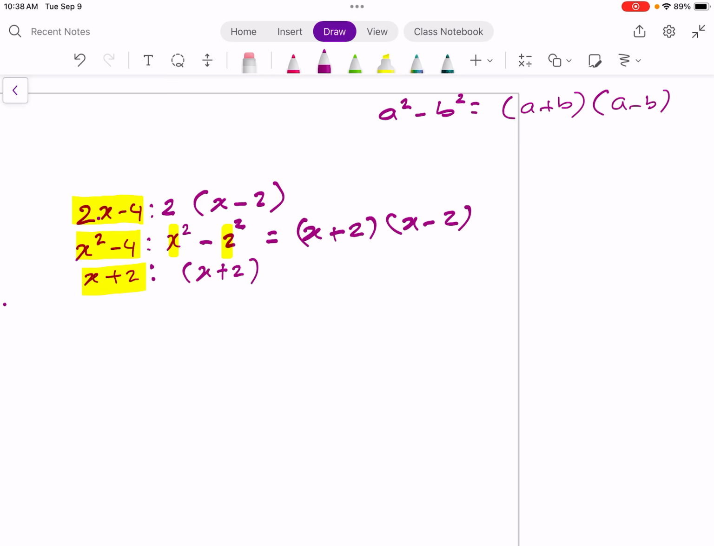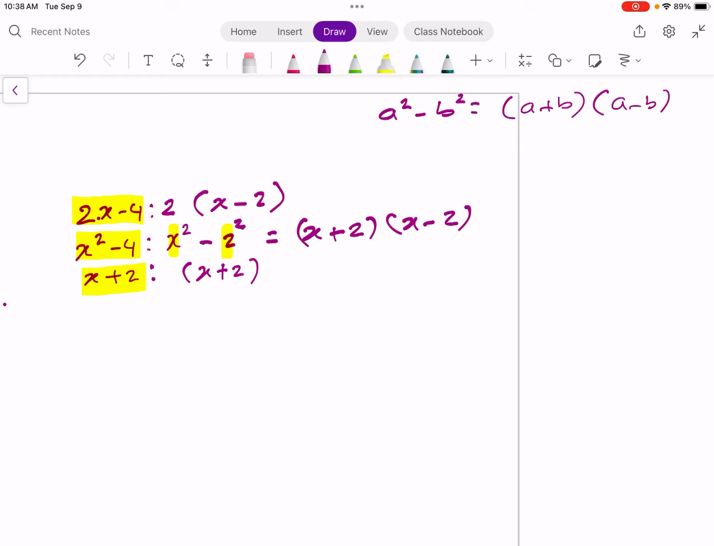Like for example, if we have a 7, then 7 itself is a factor of 7, right? Finding a factor means we are finding a number that divides 7. So 7 divided by 7 is 1. So it's already in the simplest form. So x plus 2 is a factor of itself. Okay, any question on the factorization?